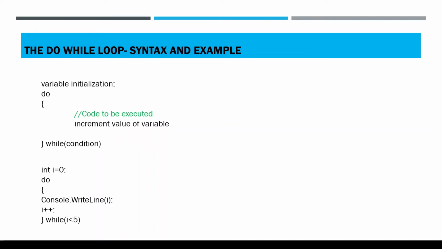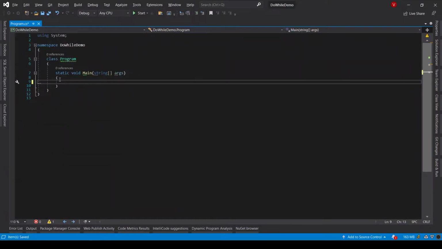Let's switch to Visual Studio. Here again I have created a simple console application. We will write the same program, that is to print the numbers from 1 to 10 using the do while loop. The first step is to initialize the variable. Let's create a variable I and initialize it to value 1.